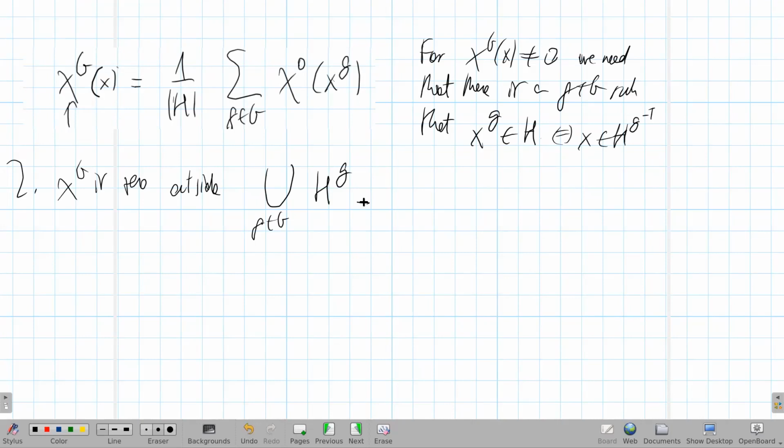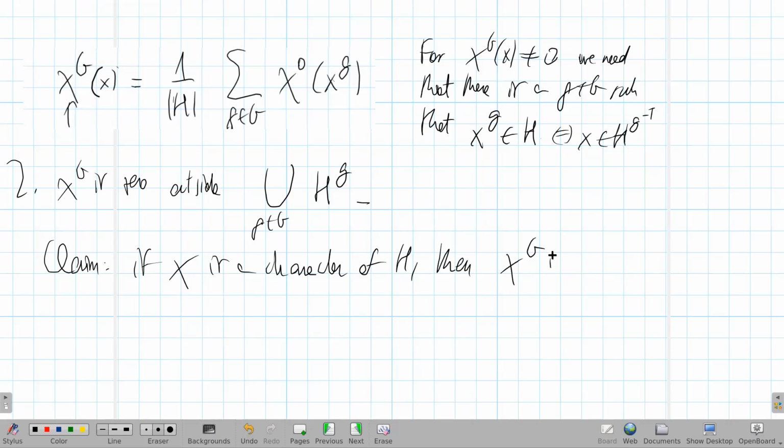Now, what we want to prove, the claim: if chi is a character of H, then chi G is a character of G. And to prove this, we prove a very important formula, which is called the Frobenius Reciprocity Theorem.